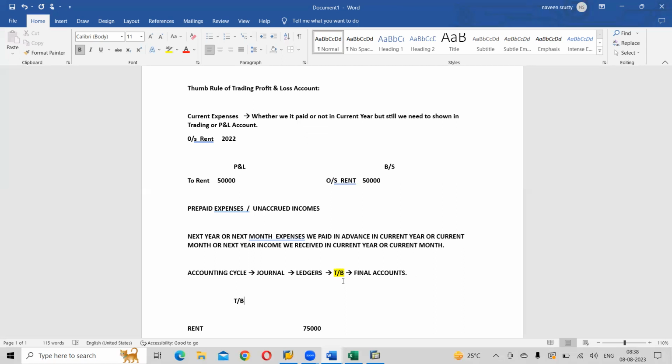But what am I going to get from this trial balance? It's not mandatory as per your accounting standards. Trial balance is not a mandatory thing. Without trial balance also, you can do journals, ledgers, and final accounts. It's not a mandatory step. But 100% of businesses will do a trial balance. But what is the need of trial balance? Why do we prepare trial balance?